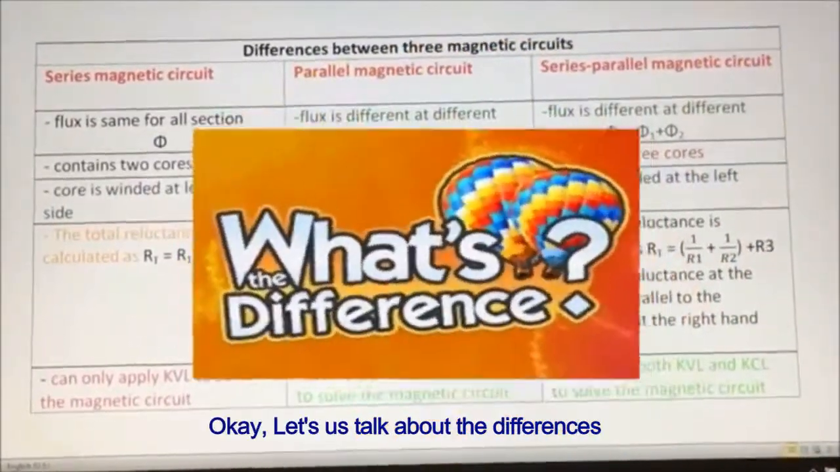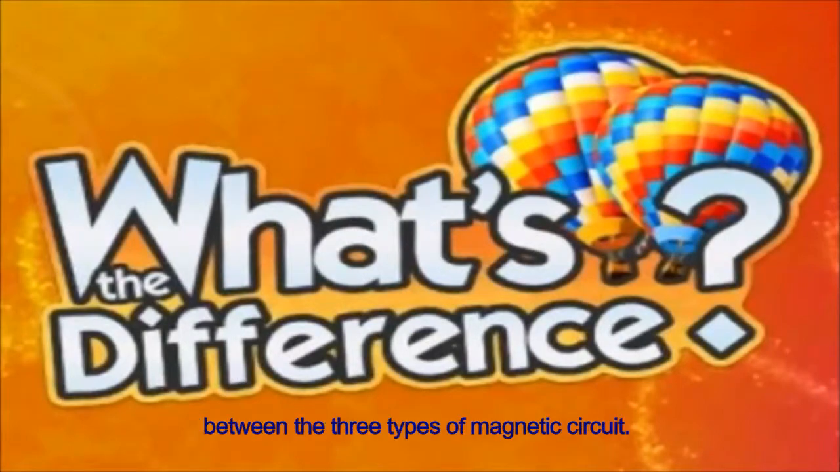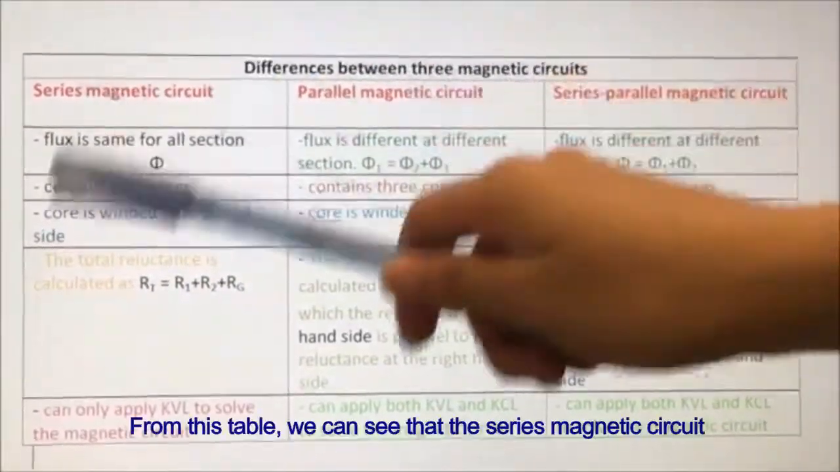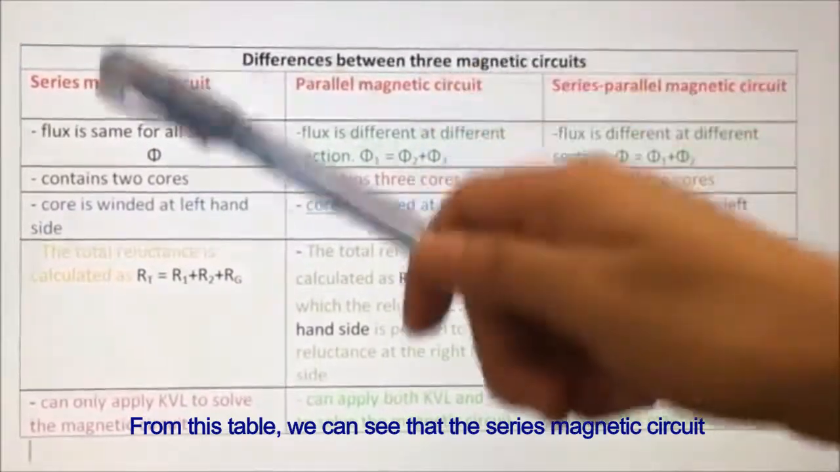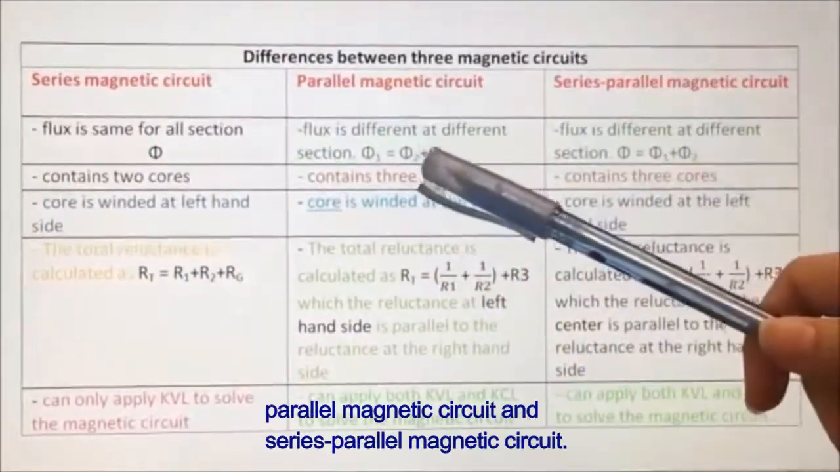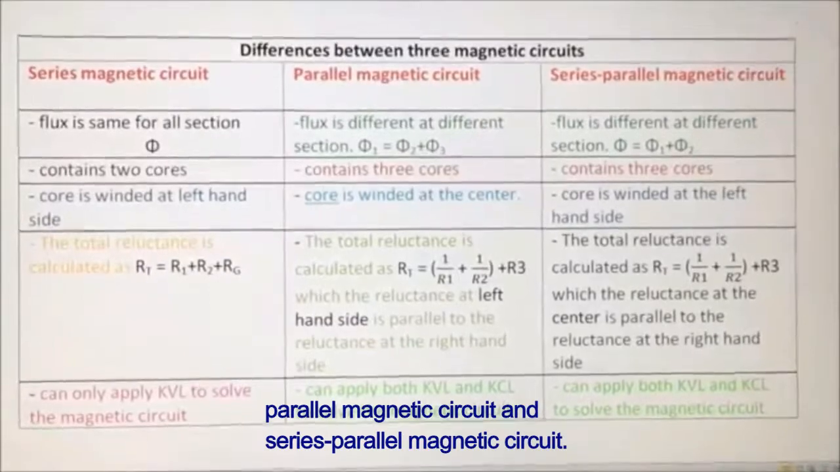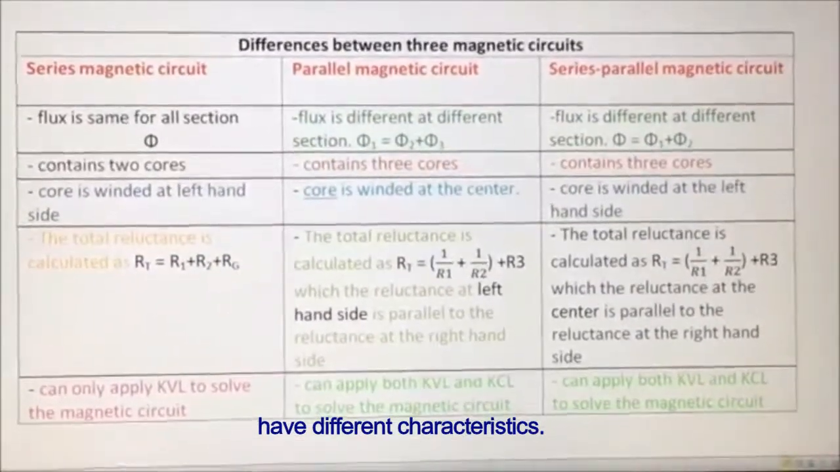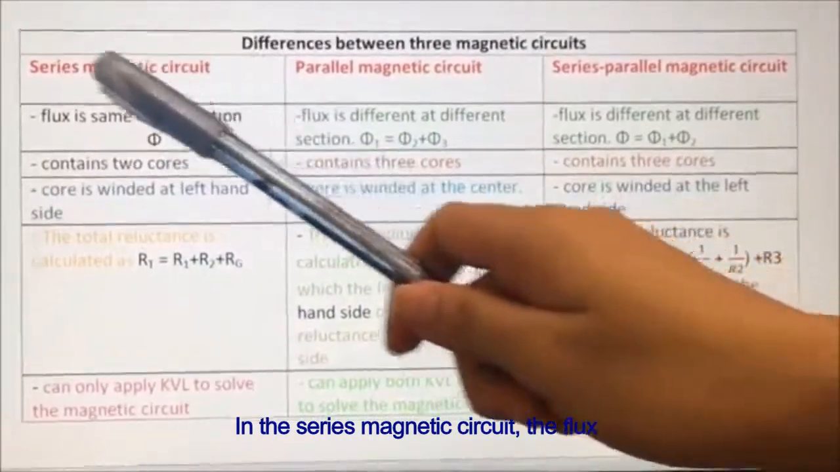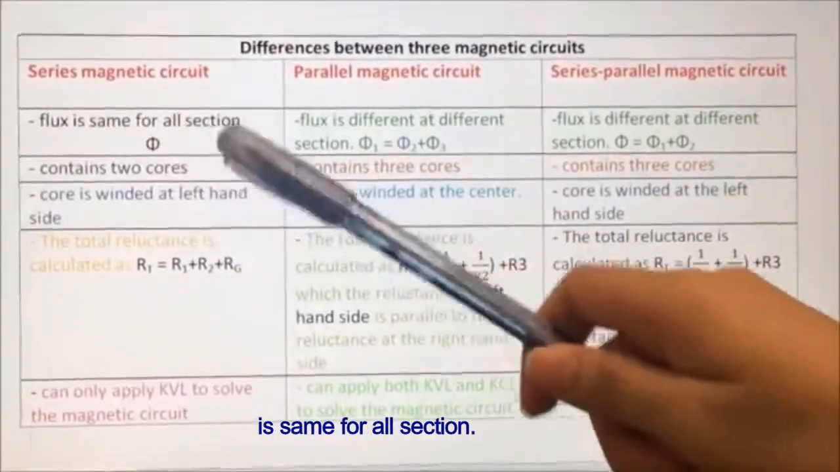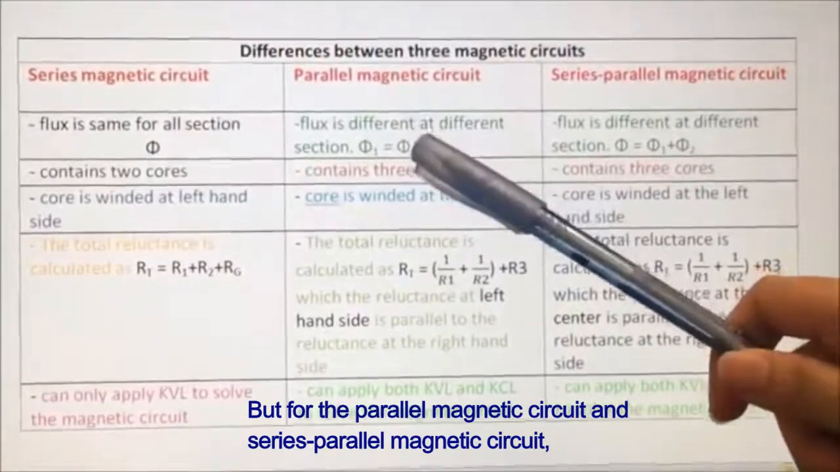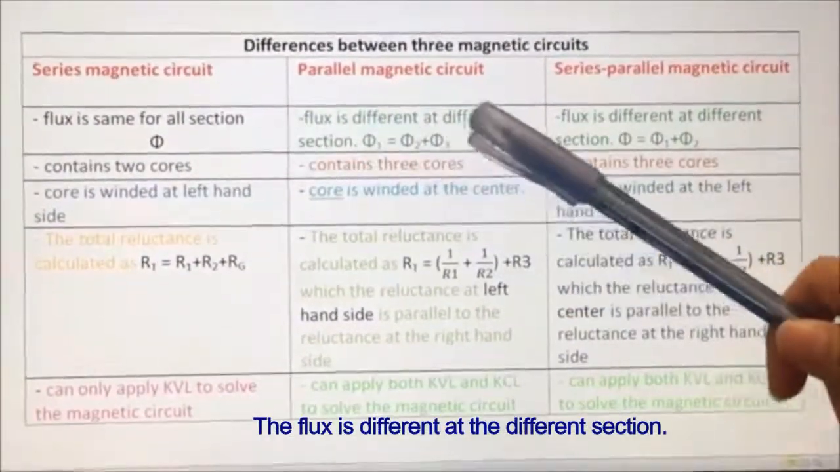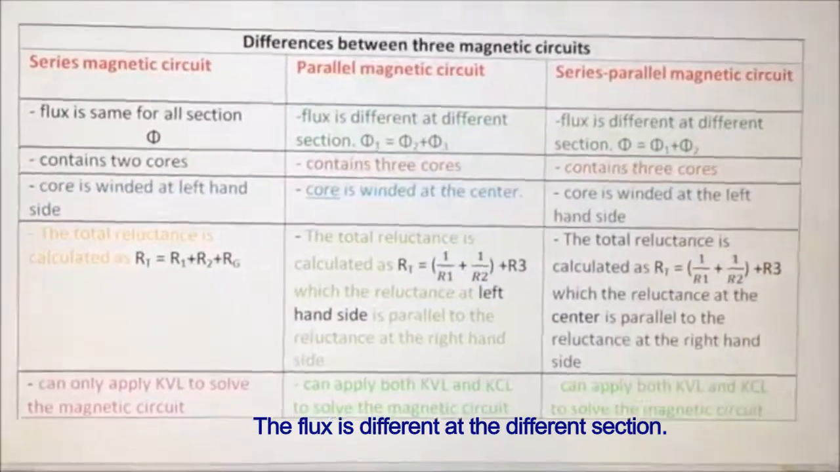Okay, let us talk about the difference between the three types of magnetic circuit. From this table, we can see that the series magnetic circuit, parallel magnetic circuit, and series parallel magnetic circuit have different characteristics. In the series magnetic circuit, the flux is the same for all sections, but for the parallel magnetic circuit and series parallel magnetic circuit, the flux is different at the different sections.